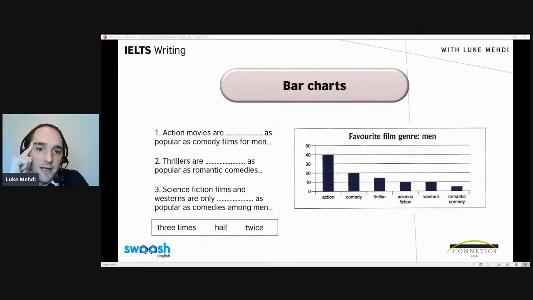Action movies are something as popular as comedy films for men, ... shows that afterwards you would probably give some data. You would give the data for action movies. Don't need to give the data for the comedy films because it's given in the comparison. From reading the comparison, the reader knows or should have a good idea of what the data for comedy would be. Thrillers are something as popular as romantic comedies. And then science fiction films and westerns grouped together are only something as popular as comedies among men.